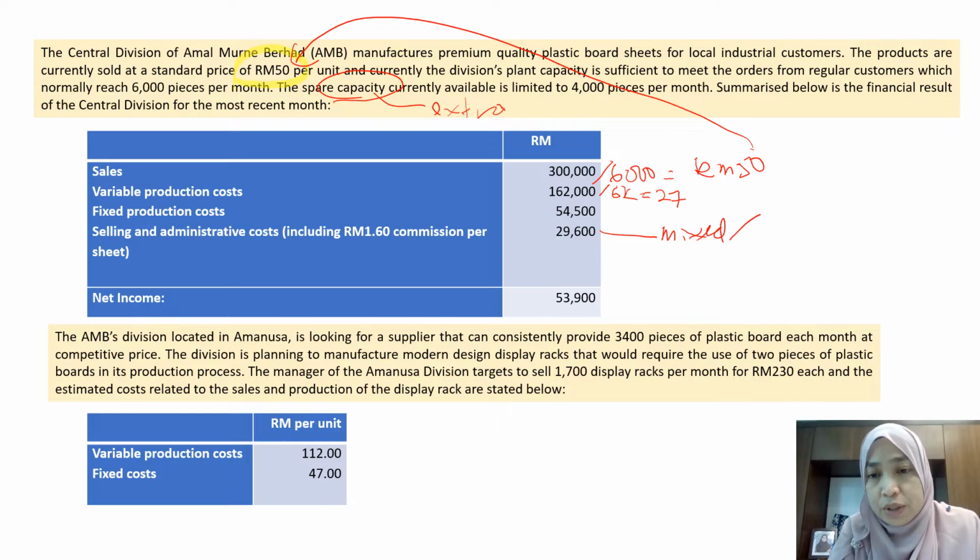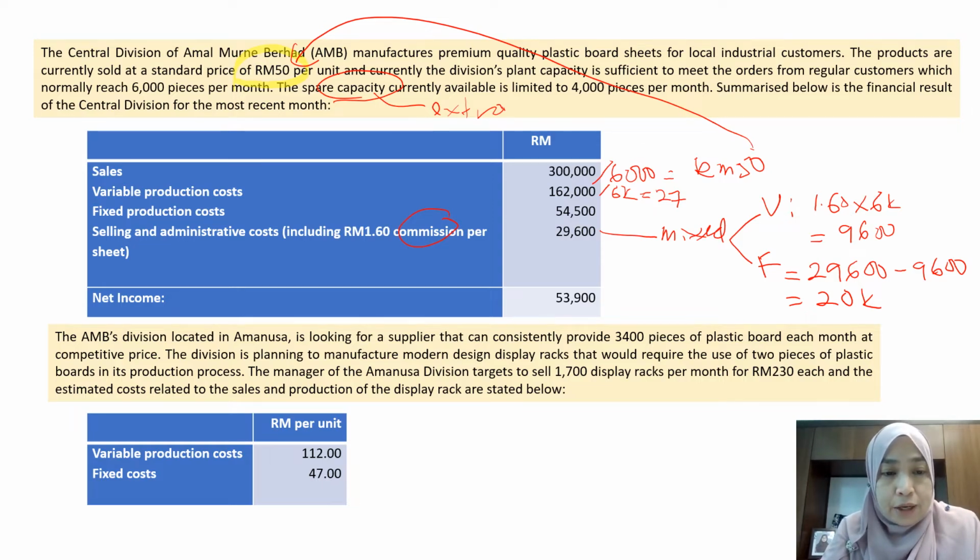Mixed cost means it contains both variable and fixed portions. The variable portion is the commission, 1 ringgit 60 cent, you multiply by 6,000, then you will get 9,600. To calculate the fixed cost, you just deduct: 29,600 minus 9,600. So the fixed portion is 20,000.